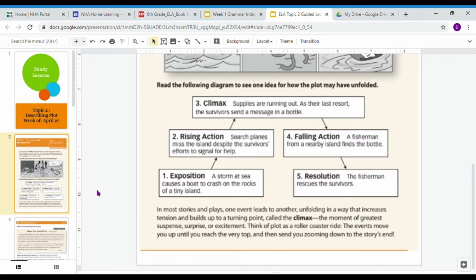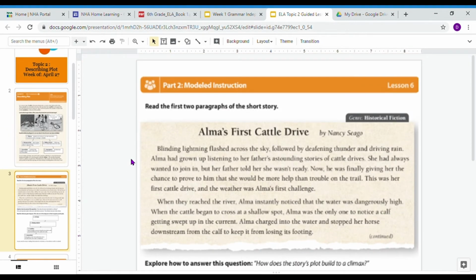So let's move on to our modeled instruction here. Read the first 2 paragraphs of a short story. This story is called Alma's First Cattle Drive.